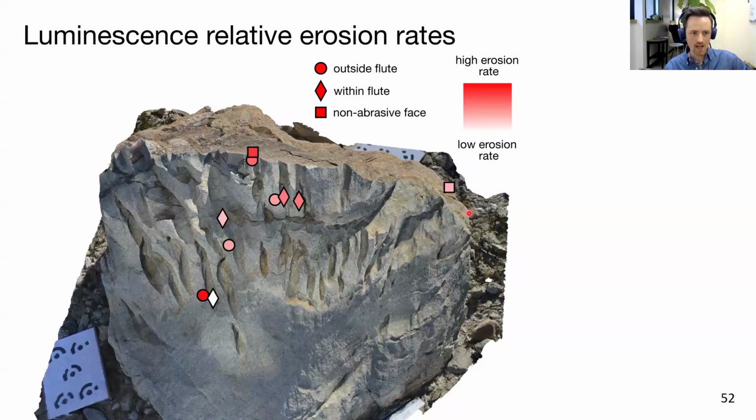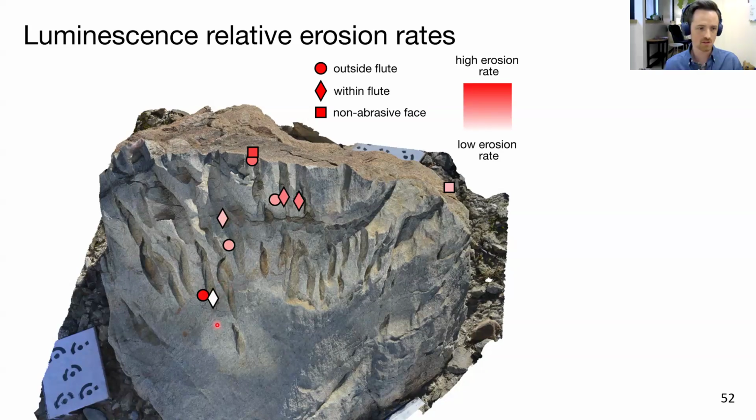And then the marker shapes tell you something about the placement of these erosion rates. So we've got two on the downwind side. We'll call that the non-abrasive face. One there, one there. These circles tell you we've sampled on the abrasive face, but not within a flute. And then these diamonds are taken from within these flutes themselves.